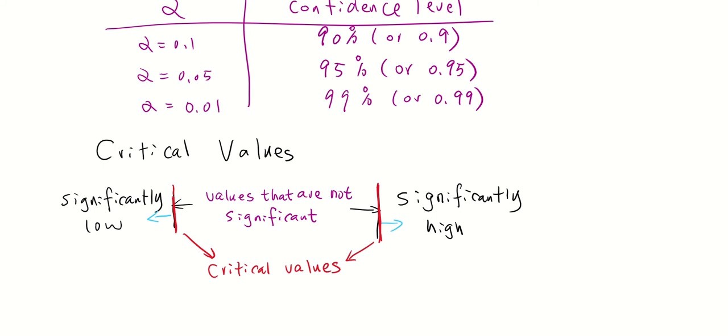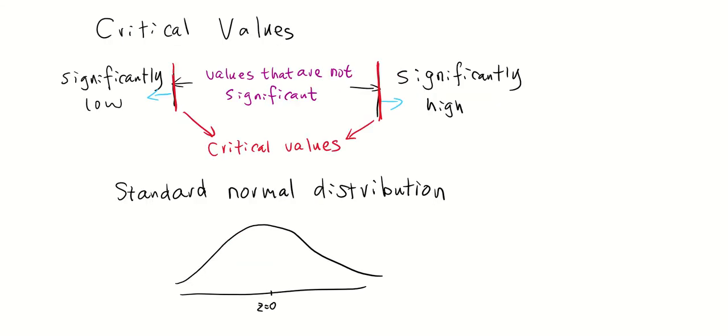A critical value is the number on the borderline separating sample statistics that are significantly high or low from those that are not significant. For a standard normal distribution, or Z distribution, with confidence level 95%, the critical value Z alpha over 2 is defined as the Z-score for which the area to the left is alpha over 2.